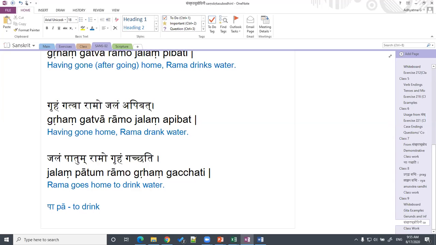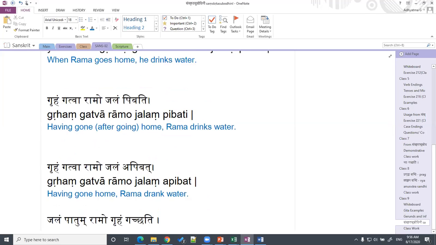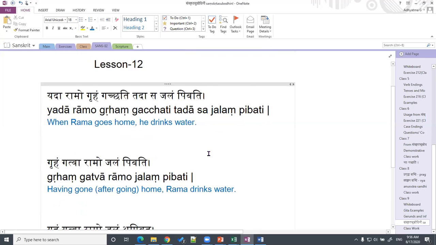As you go on, you will be able to identify these forms more and more in Gita or any other Sanskrit text you study, and you can get a good sense of how these forms are being used and what they mean.